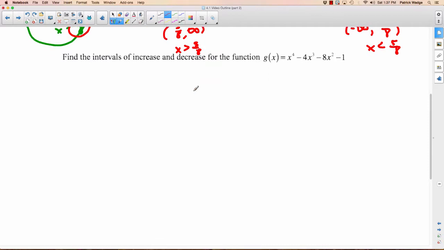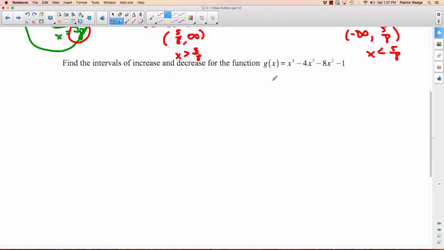Okay, this question is similar, just more complicated because it's a quartic rather than a quadratic function that we had up here. So find the intervals of increase and decrease for this function. The way we're going to do that is we're going to find the derivative. So we need to find g prime of x. Not too bad. Power rule says this will be 4x cubed. This will become, when 3 comes down and multiplies the negative 4, negative 12x squared. When the 2 comes down, negative 16x.